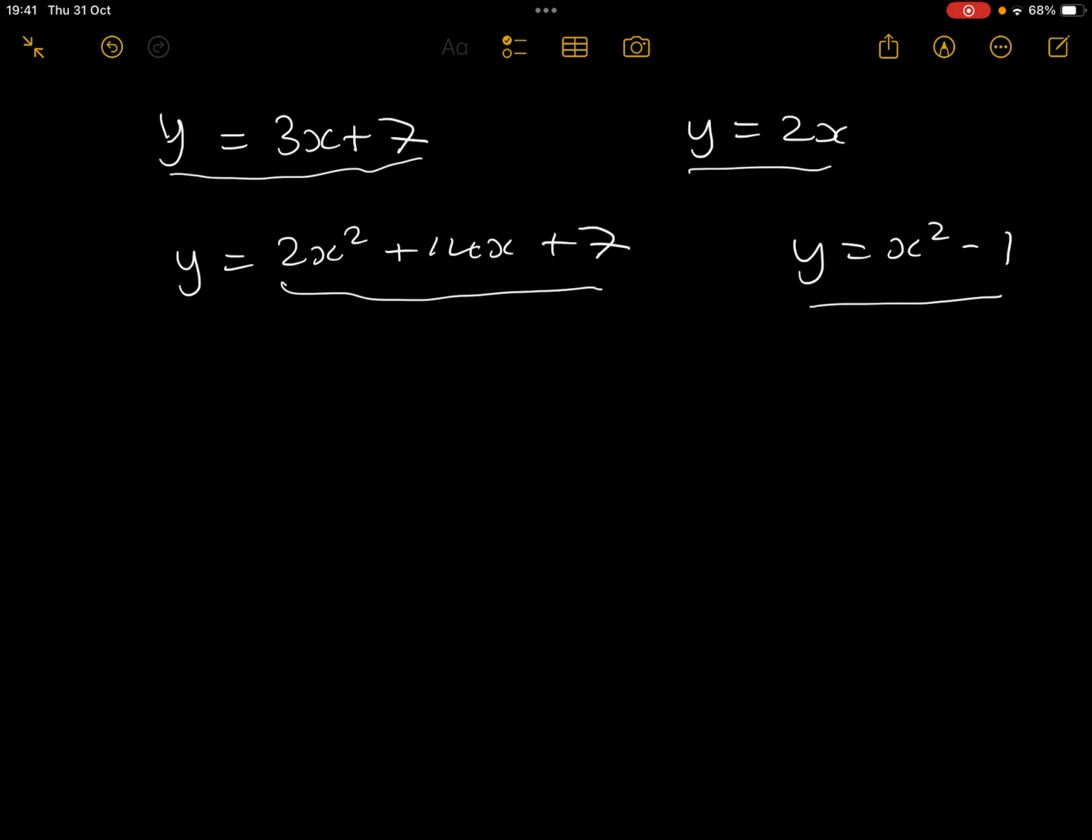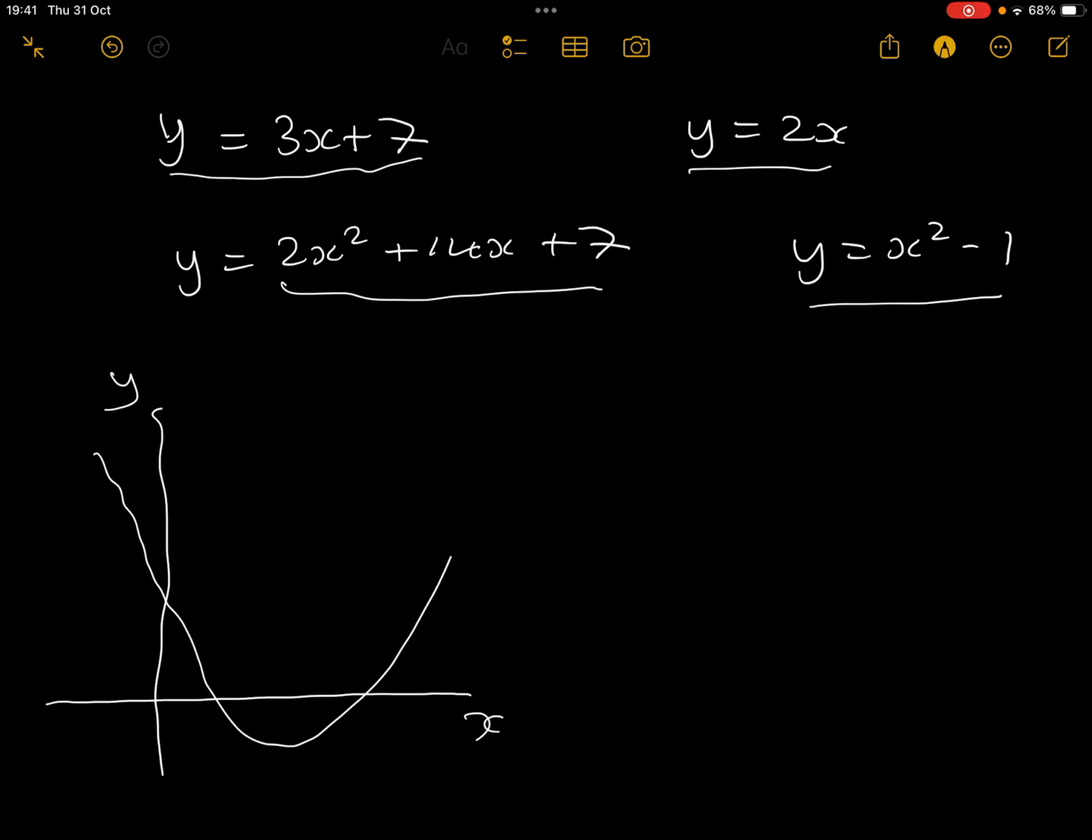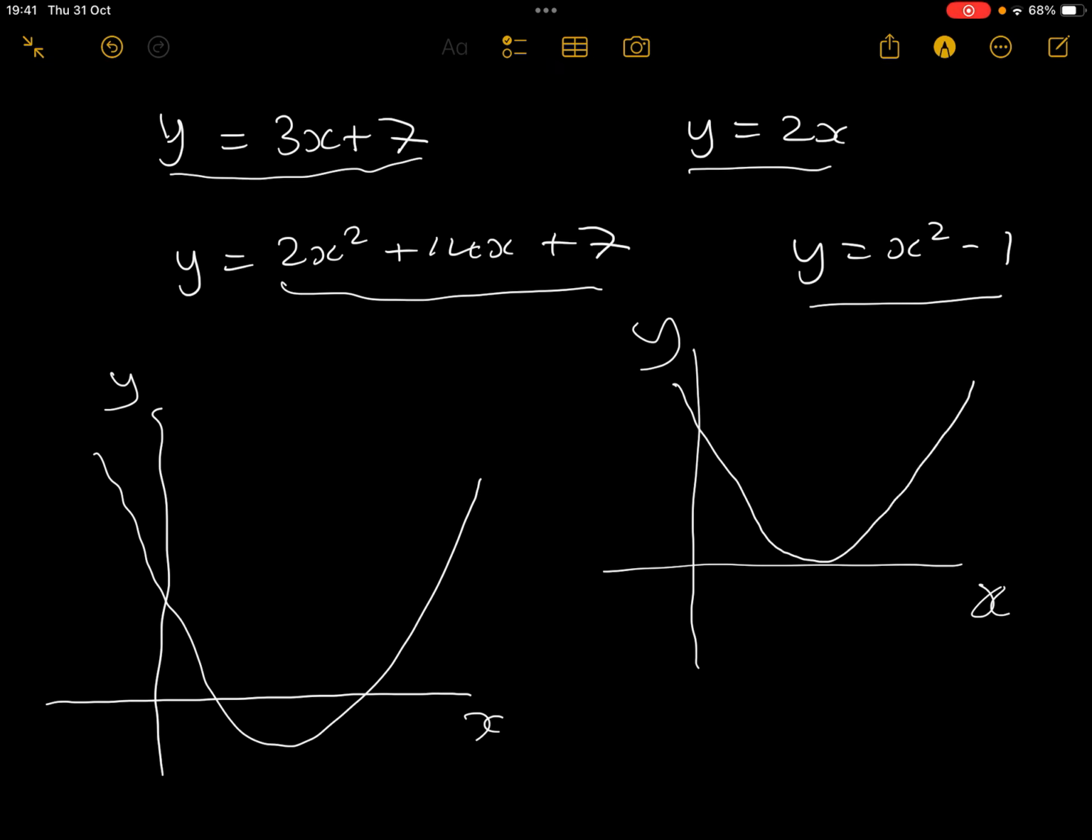So now let's have a look at what quadratics look like. So a quadratic could look something like this. It could also look something like this. And last of all, it could also, running out of space, look something like that.